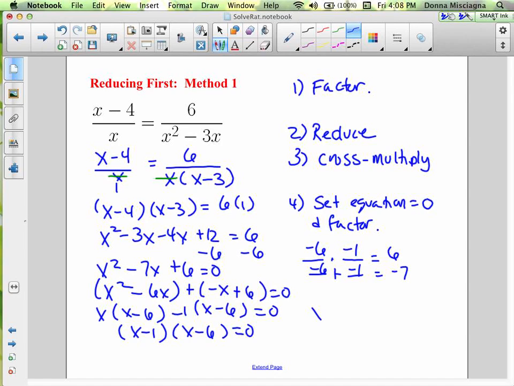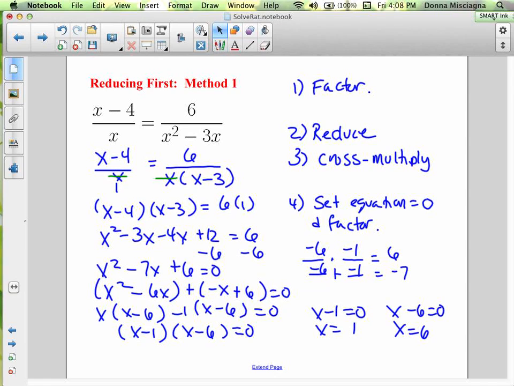Put it over here. X minus 1 equals 0, x equals 1. And if x minus 6 is 0, x equals 6. So we have two solutions to check. Right? And the one that we canceled out, the x, would have definitely been extraneous anyhow. So it was good to cancel him out. So this is a really good one to reduce on.